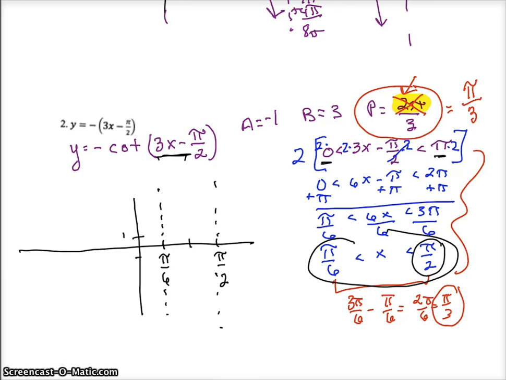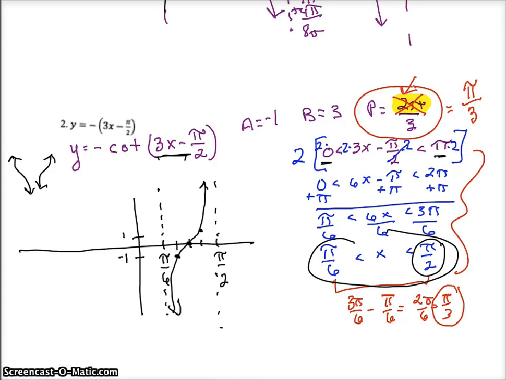However, A was a negative value, which tells me I'm going to have a vertical reflection. We know that cotangent normally falls to the right, but because we have a vertical reflection, this will rise to the right. So at my first quarter mark, I'll be at the negative value of A, or negative 1, 0, and then positive 1.